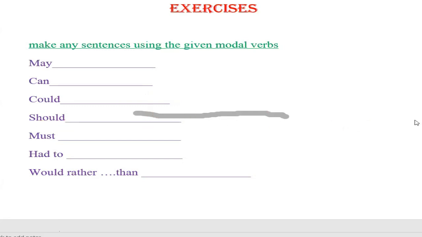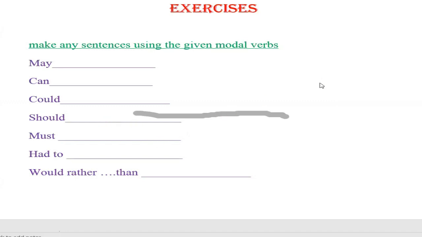Should. Any student? I cannot see all students. You should go home. Thank you. It should be ready now. If somebody spends a lot of money, what do you say? If somebody becomes an extravagant, big spender, you should save money. Okay, Faisal.